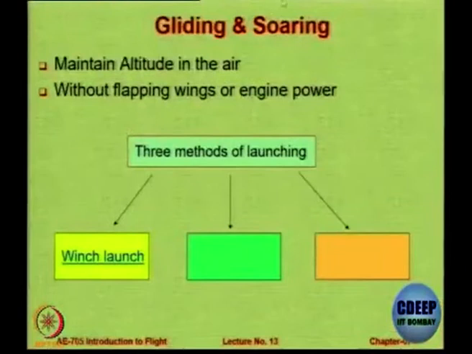Now, since there is no power plant available or since there is no means of thrust, there are three ways of launching or three ways of operating a glider or a sailplane. The first way is called winch launch. This is the most common one, and let us have a look at what is meant by winch launch.